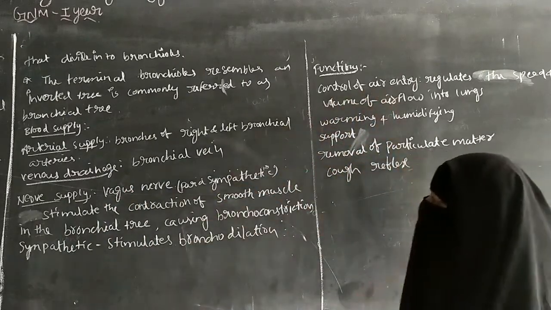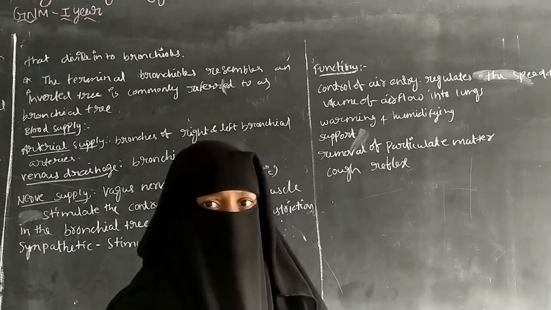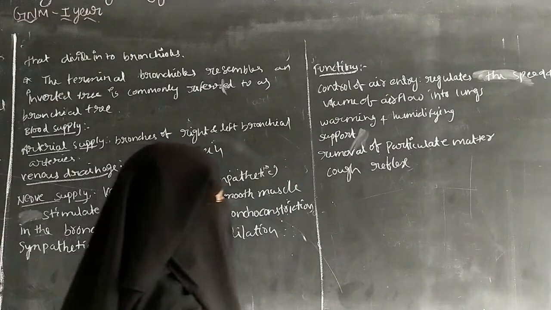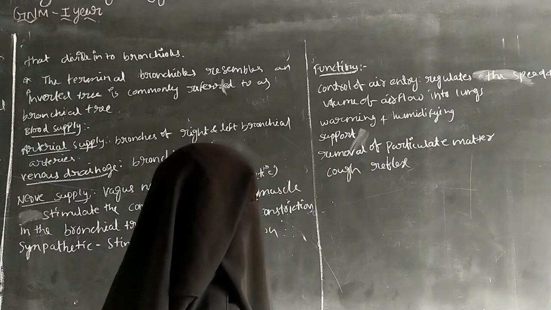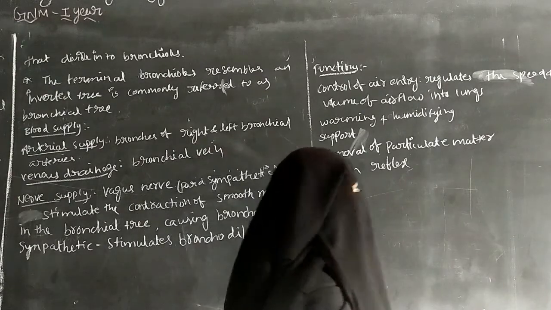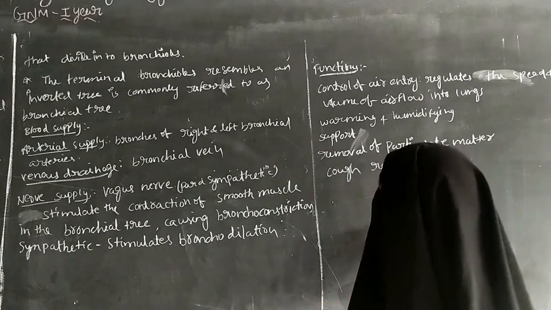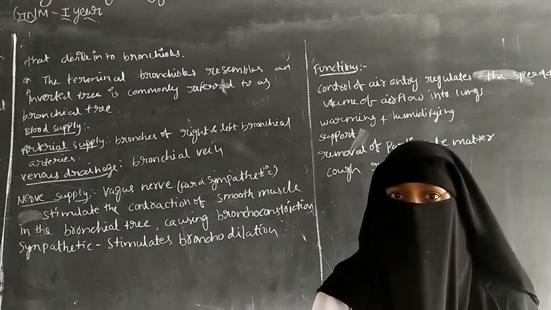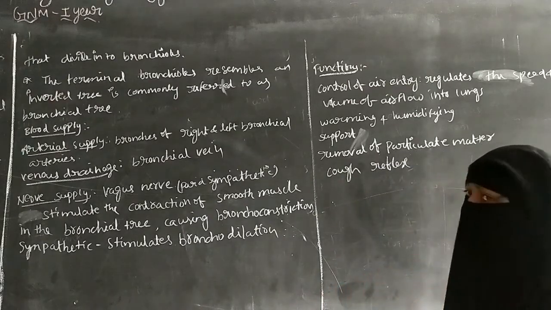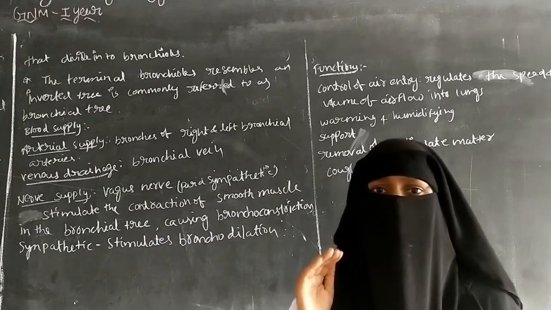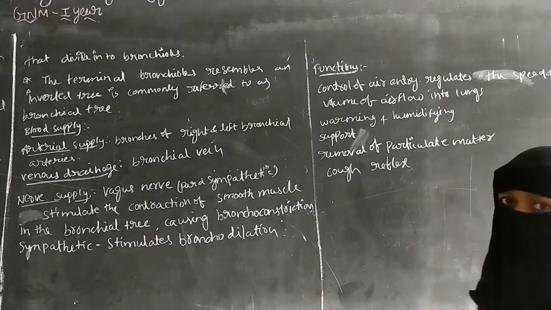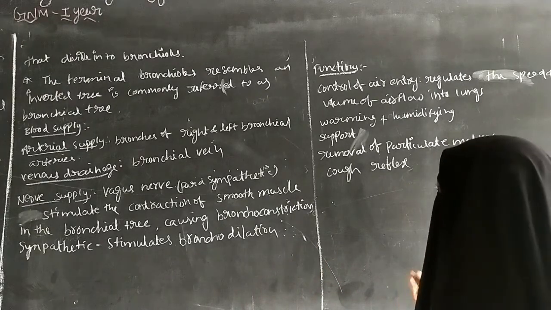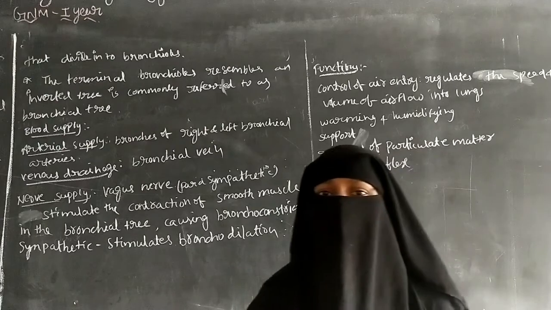Next one is functions of the bronchi and bronchioles. The first function is control of the air entry. It regulates the speed and volume of airflow into the lungs. The main function is that it controls the air entry. How much air can be inhaled, that much only we can inhale. More than this we cannot inhale. So there is a limit, a control for the air entry, and it regulates the speed and volume of airflow into the lungs.